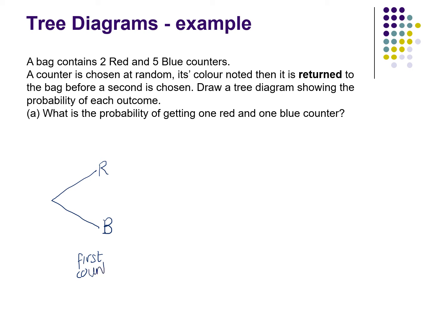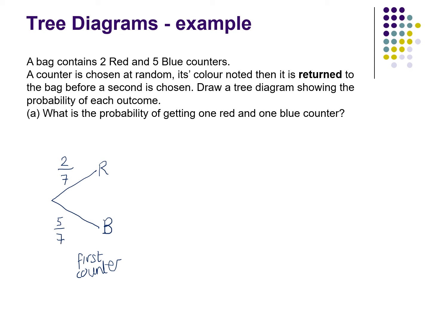Okay, so that's going to say what that first event is. Now, what I'm going to do along these branches is put the probability of choosing a red counter. Have a look at the information in the question. What is the probability of choosing a red counter? Well, the bag has 2 red and 5 blue, so it's much easier to use fractions for this one. The probability is going to be 2/7 for choosing a red one, and 5/7 for choosing a blue one. Again, double check they add up to 1, they do.